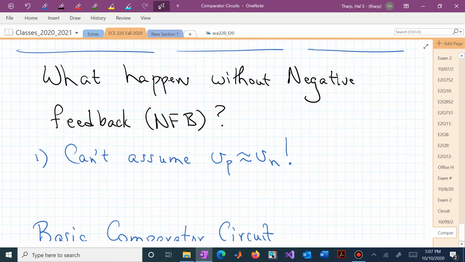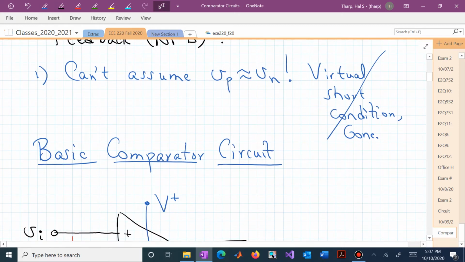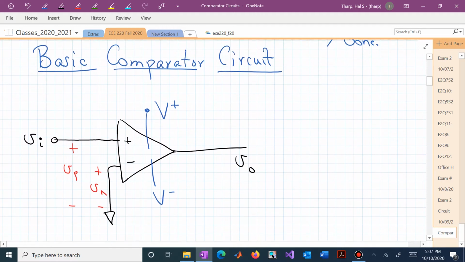First off, we won't be able to assume that we have this virtual short condition. That won't be there. We no longer have this virtual short condition. That's now gone. So let's look at what we can do if we are living in this condition without negative feedback.